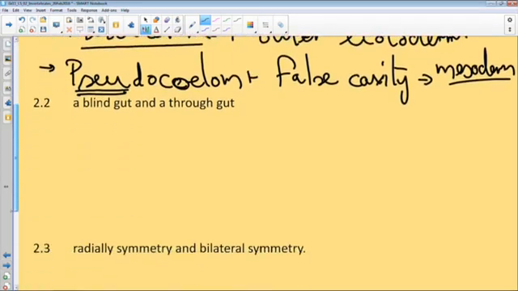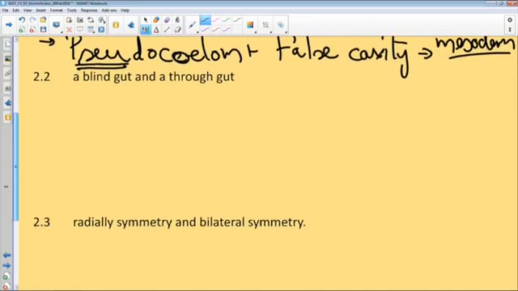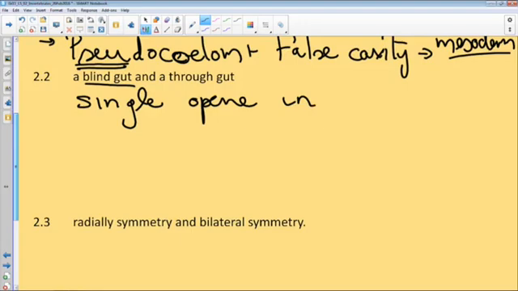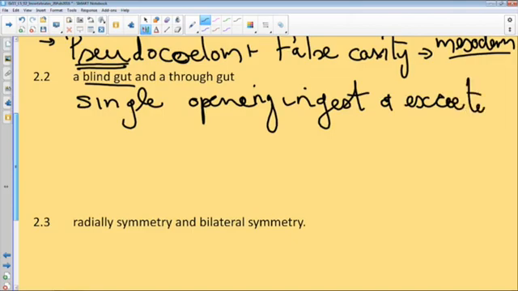A blind gut and a through gut. Again, repetition of a concept. So guys, a blind gut would refer to an organism that has a single opening through which it will basically ingest and excrete waste products. Okay, so a single common opening through which it will ingest.